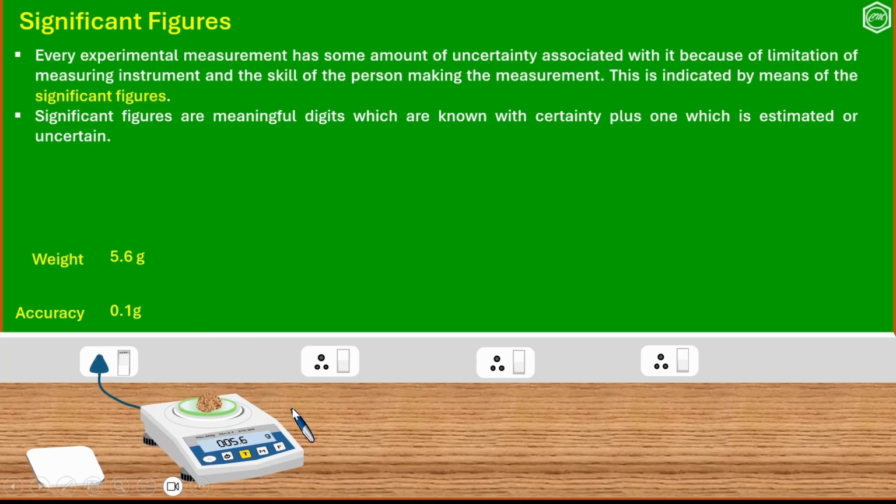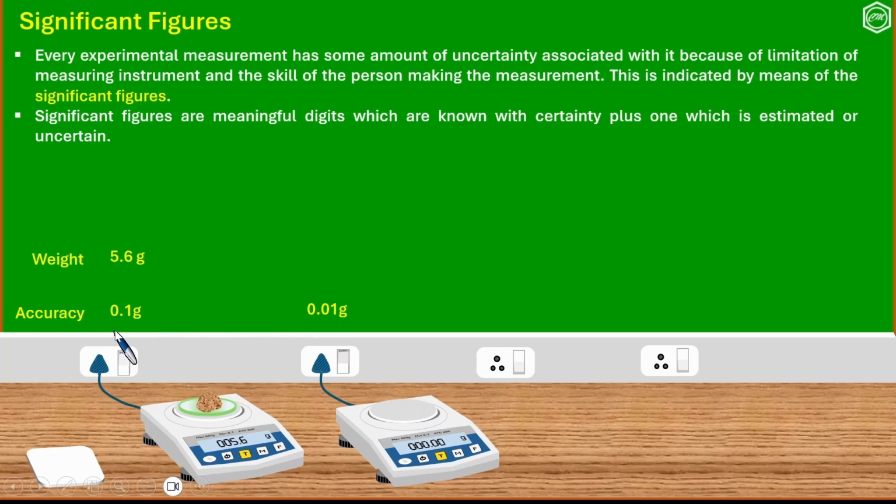Now I repeat the weighing using another platform balance. And this one is more accurate than the first one. That means we can measure a minimum of 0.01 gram using this one. Now I place the stone here and the weight shown is 5.62 gram.